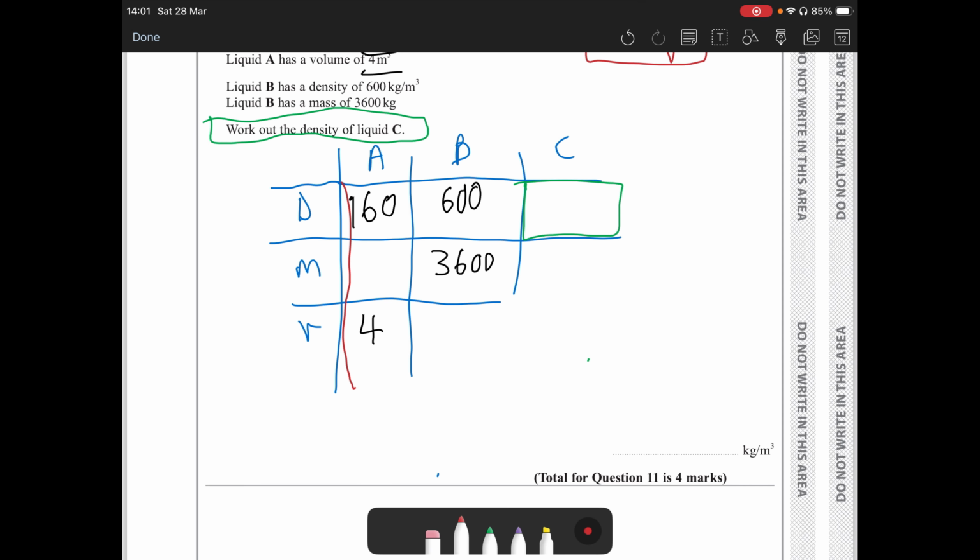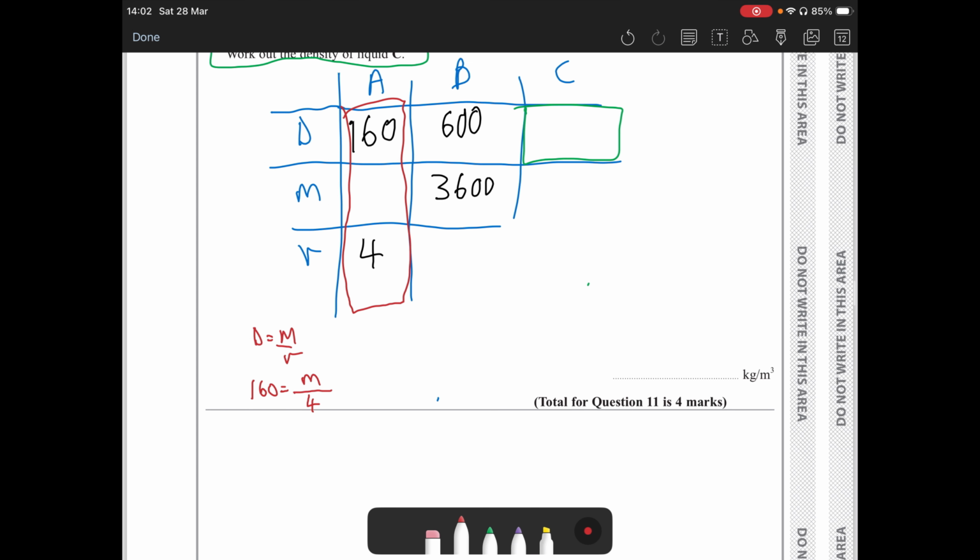Let's focus just on liquid A. Using the formula density is mass over volume, I know the density is 160. Let me substitute D with 160 and V with 4. That's enough information to work out the mass. We multiply the 4 across. 160 times 4 is 640. You will get a mark for finding that the mass of liquid A is 640 kilos.